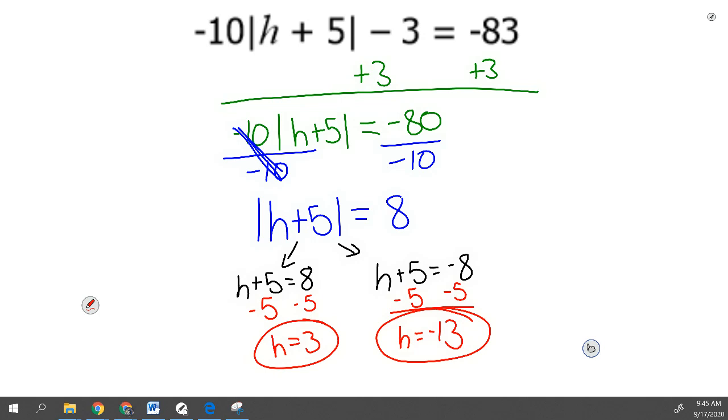Okay. So the moral of the story here, ladies and gentlemen, anytime that you have stuff outside your absolute value, you need to solve for that absolute value first. We need to isolate the absolute value, which means anything that's outside my absolute values, you need to get rid of. You need to get those out of there just like you would any normal equation. And if you're doing stuff to move that outside junk around, you don't touch the inside of your absolute values.